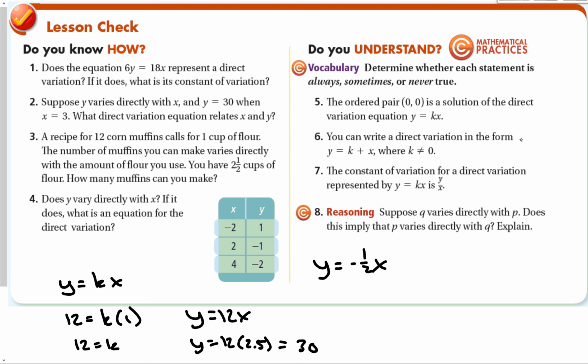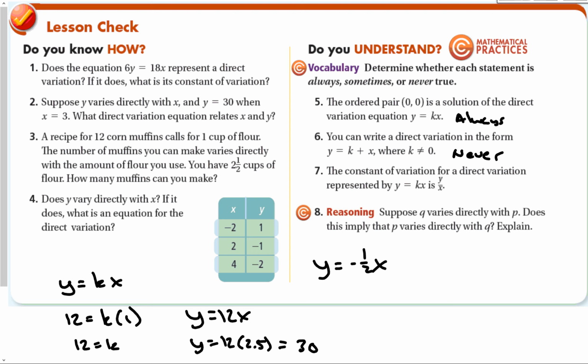You can write the direct variation in the form y is equal to k plus x, where k is not 0. That is never true. So the previous one is always, and this is never. It's k times x, not k plus x.